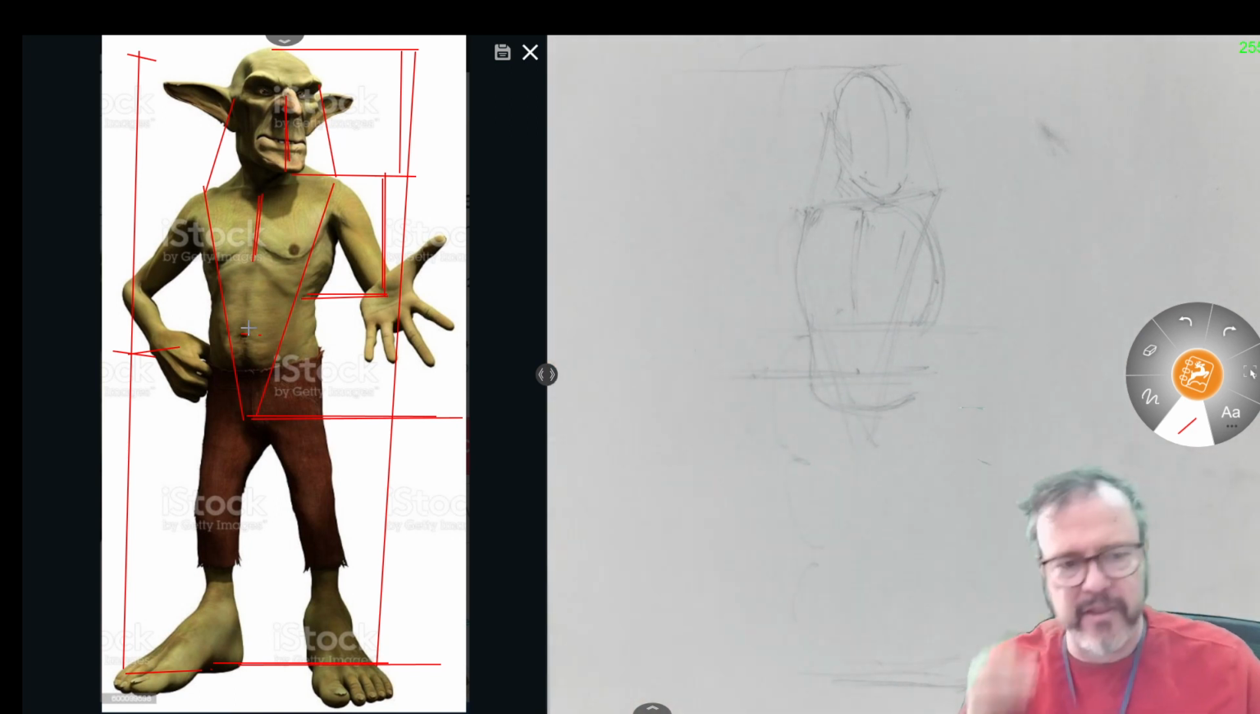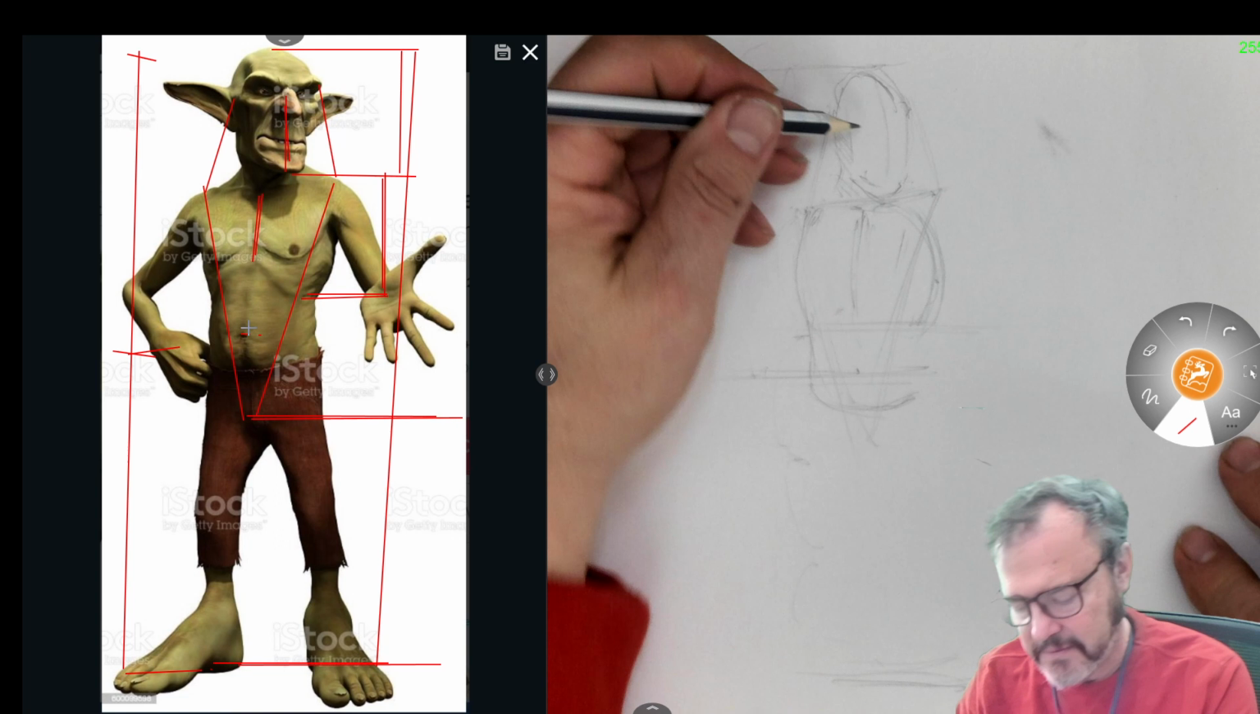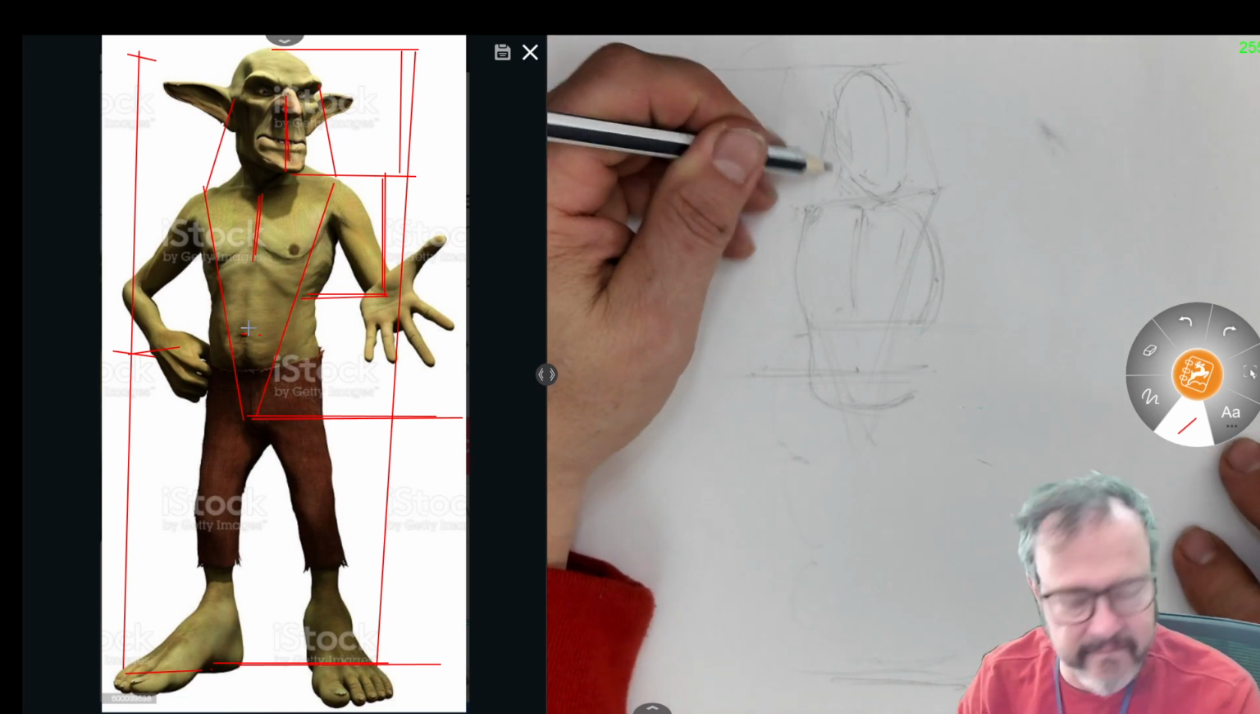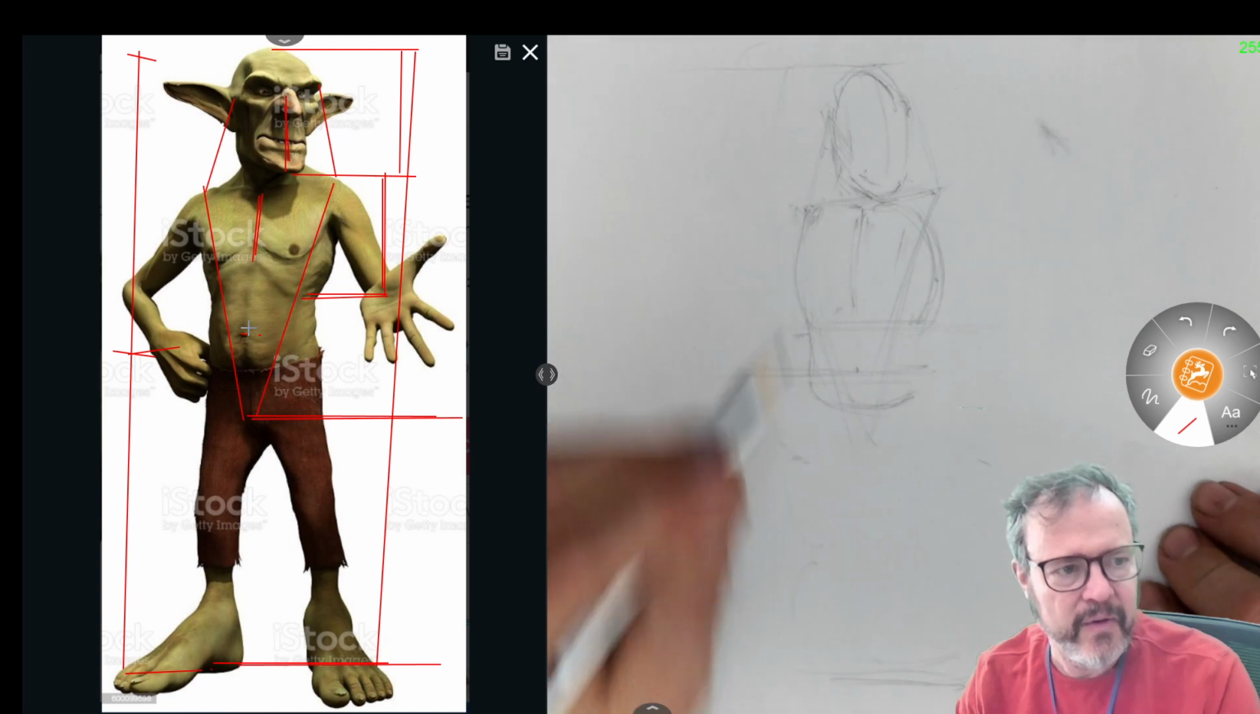Normally we look for the midpoint around the pubic arch. That's a Eurocentric standpoint. This is normal for goblins, okay? I know it's normal for goblins.